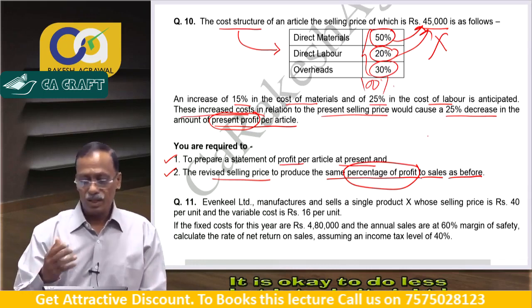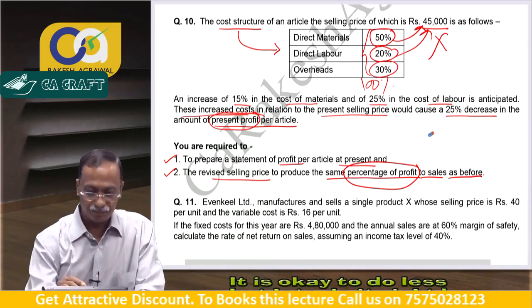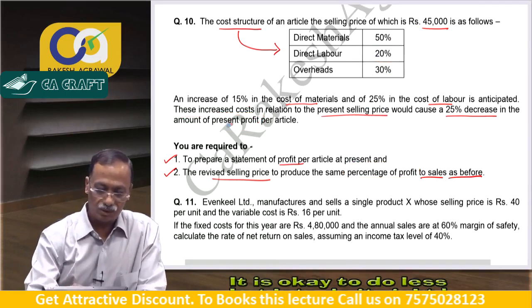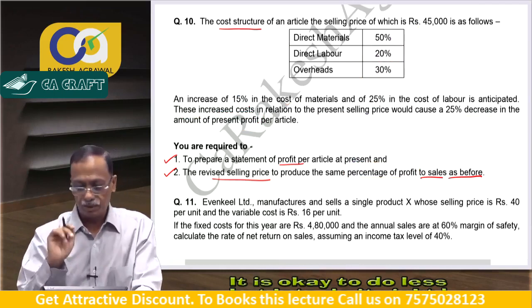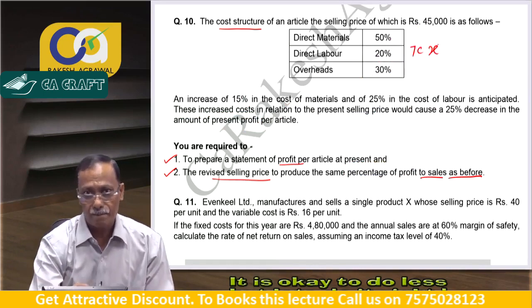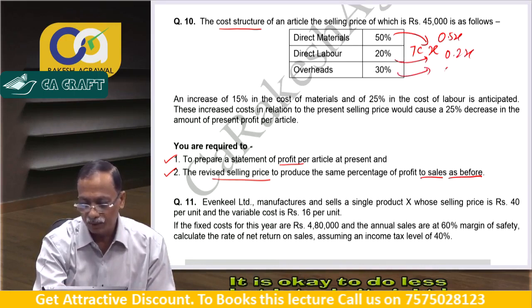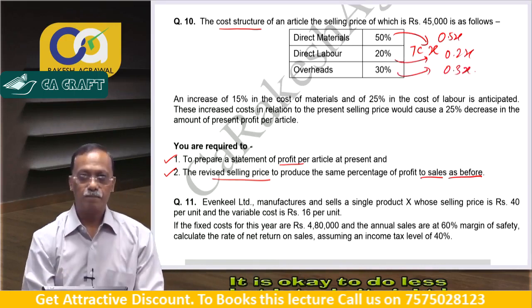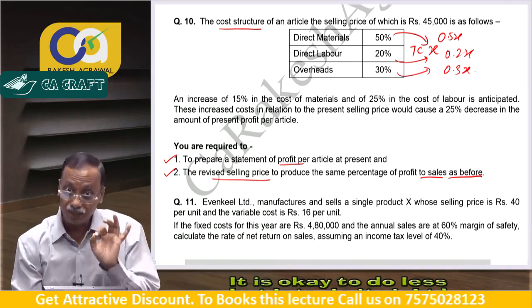Right? I hope you had read this question, you had interpreted and you had tried to solve. Now we will go together. Right? The approach is, first our target will be to calculate present profit. I'll assume this total cost as X. So I'll get material cost as 50% of X, that is 0.5X. I'll get labor cost as 0.2X. I'll get overheads cost as 0.3X. Correct? And sales price minus this cost, I will get present profit in terms of X.